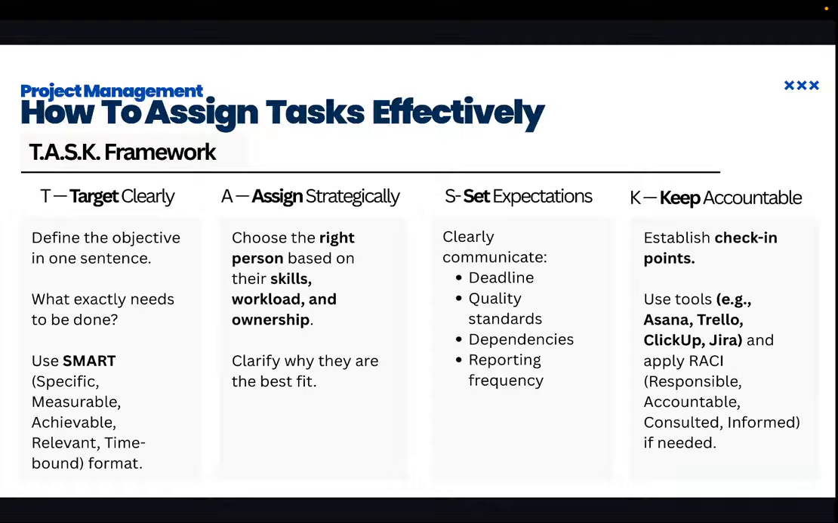Then you set the expectations. Now you need to clearly communicate the deadline, the quality standards, the dependencies, and the reporting frequency. So as for deadline, I've already explained it. You know what quality standards mean. Dependencies, right? Maybe you quite remember I mentioned that some tasks are dependent on the others, right? Yes, and the reporting frequency.